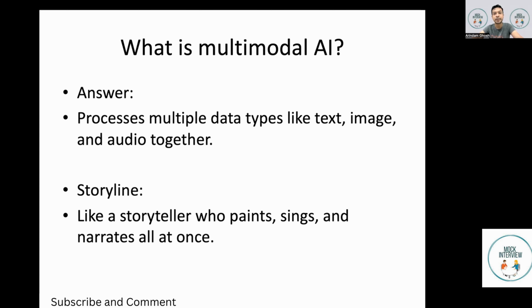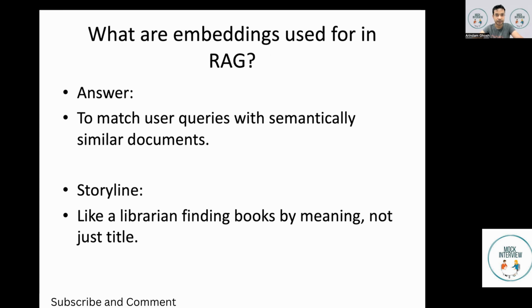Next question, what is multimodal AI? Answer, processes multiple data types like text, image, and audio together. Storyline, like a storyteller who paints, sings, and narrates all at once. Great. Next question, what are embeddings used for in RAG? Answer, used to match user queries with semantically similar documents. Storyline, like a librarian finding books by meaning, not just title, right?